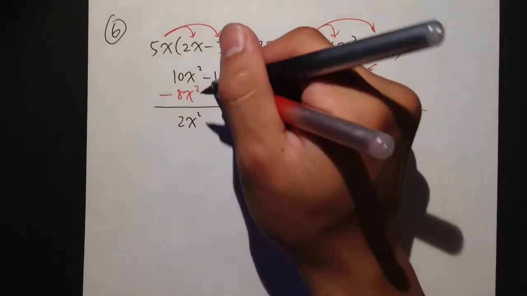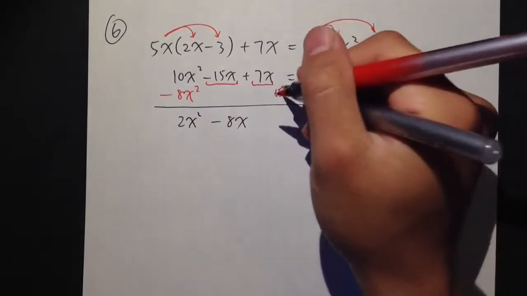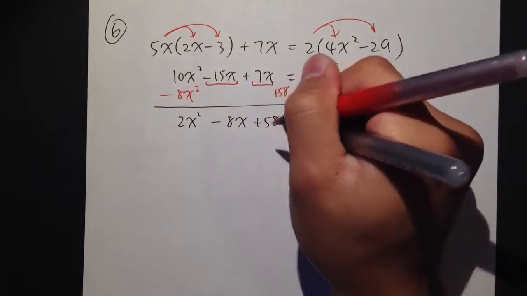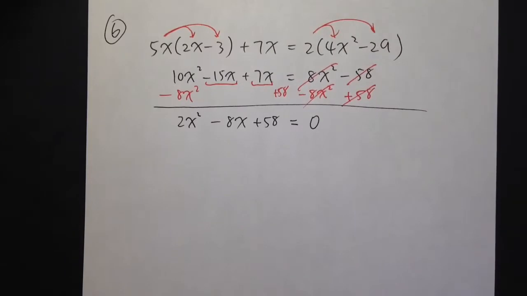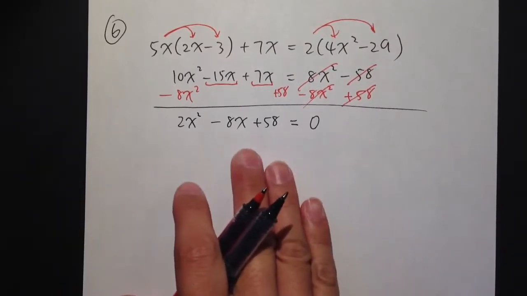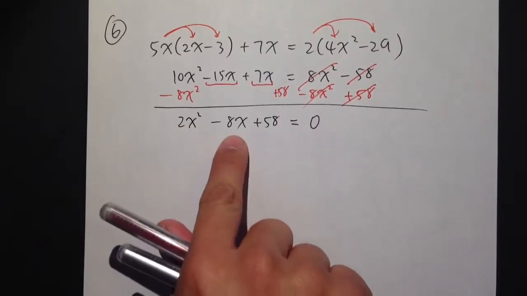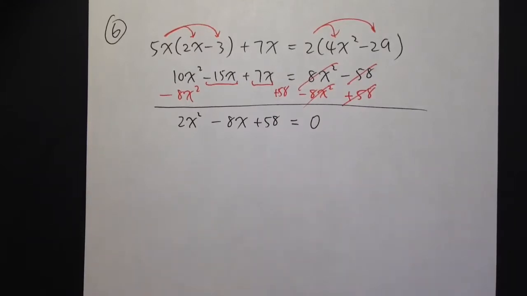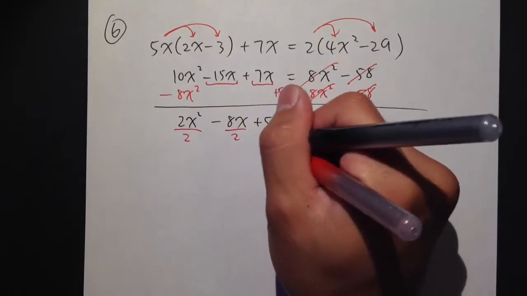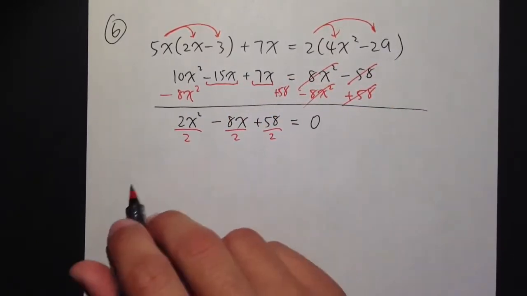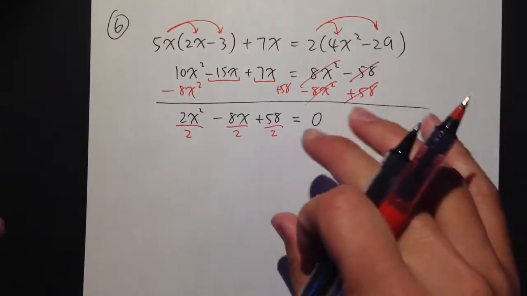Notice that negative 15x and 7x becomes negative 8x, and then I also have the number by itself, right? The plus 58. The right hand side is now equal to 0. So now we can go ahead and use the quadratic formula because it's in the standard form. However, I noticed that I have 2, 8, and 58. They are all even numbers. So therefore, I can actually divide everything by 2. 2 is a number I can divide into all of them, and I can reduce the equation to a smaller equation. Okay? To an equation with smaller numbers.